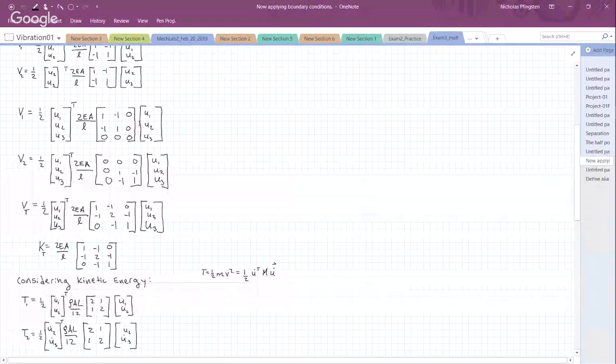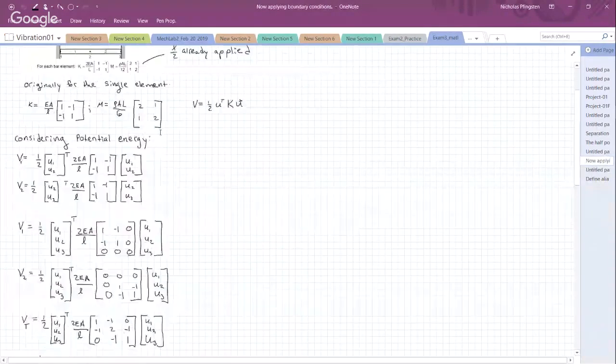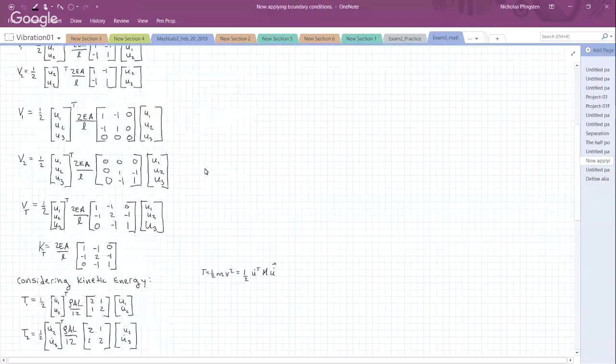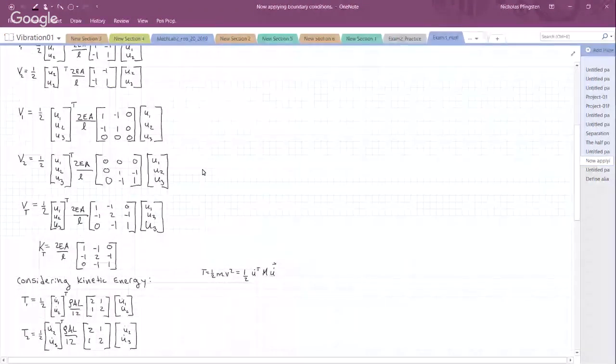I'm doing the same thing here. For my first element, which I'm calling 1, I use a subscript 1. Substitute in L over 4 for L. So what does this become? That becomes a 24. And I've added some extra zeros on the final row and column, again to include U3.